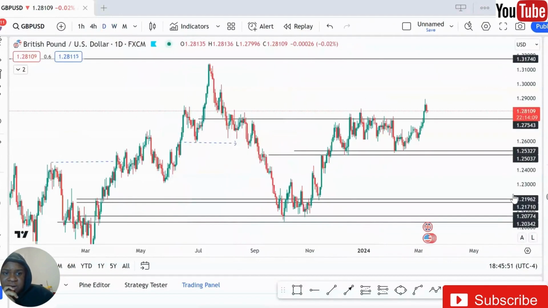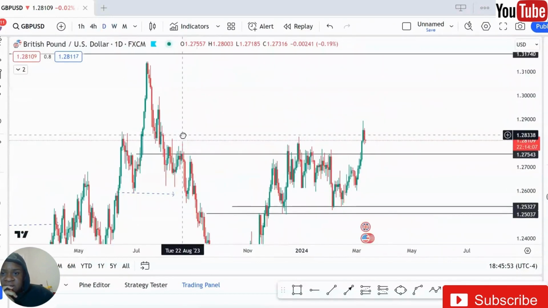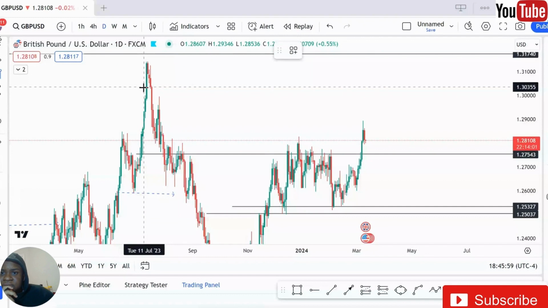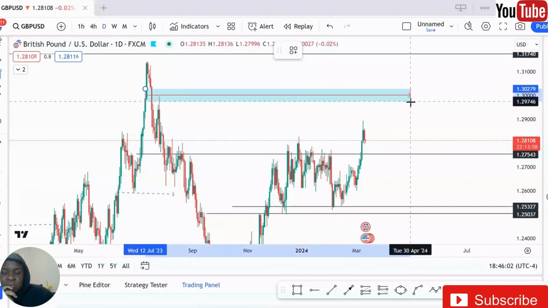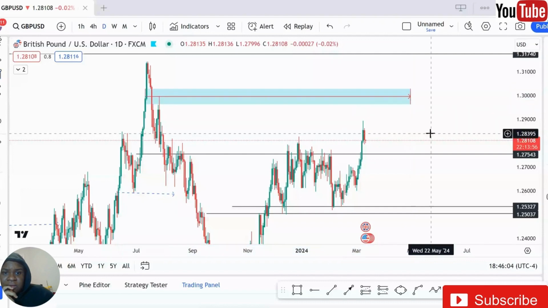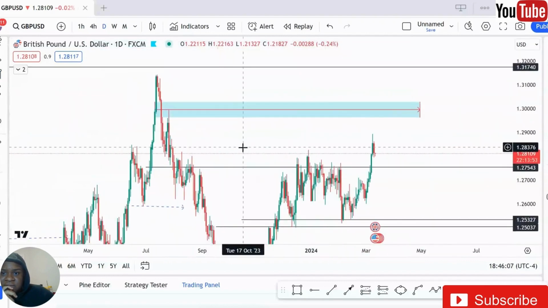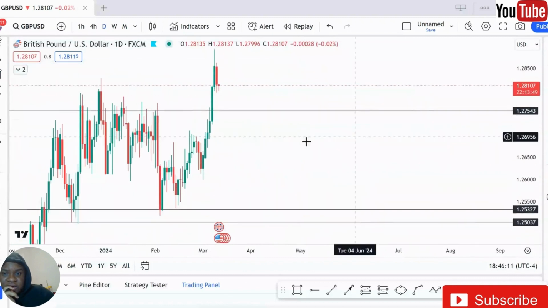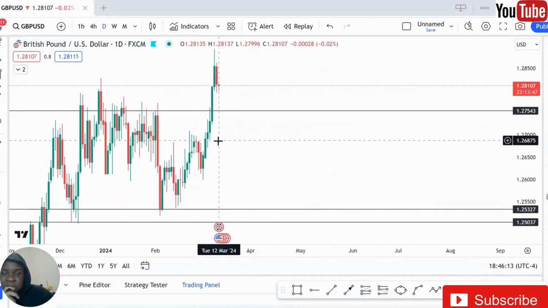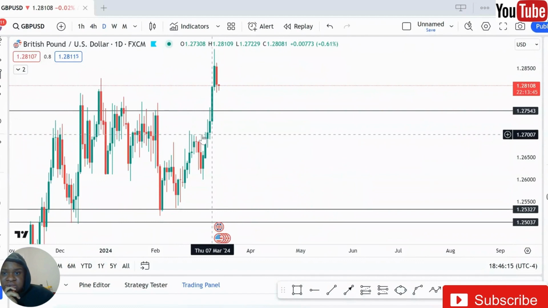On 1 day, what am I seeing? On 1 day, there's another block here. There's also a fair value gap here. There's a fair value gap here. This is from the 1 week order block. There's a fair value gap there, right? So the tendency, there is high tendency. Don't forget also that market is bullish on the DXY.